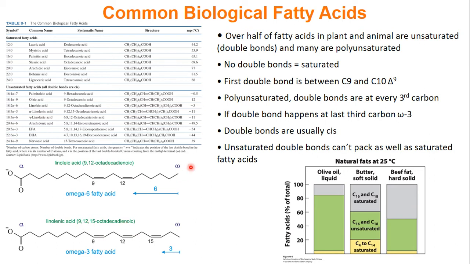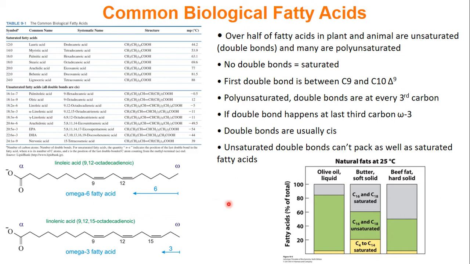If your double bond happens at your third to last carbon, that's what we call an omega 3 fatty acid. So here, 1, 2, 3, we have a double bond happening at the omega third position. This is an omega 3 fatty acid. Now, the double bonds inside of biological fatty acids are usually cis, and that's to help with sterics.